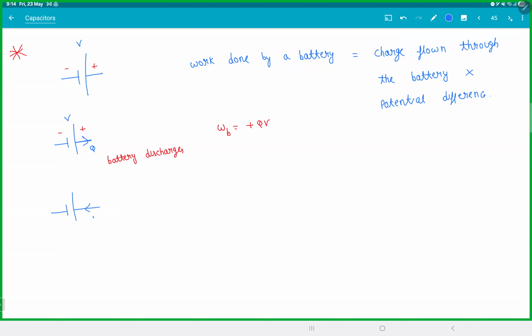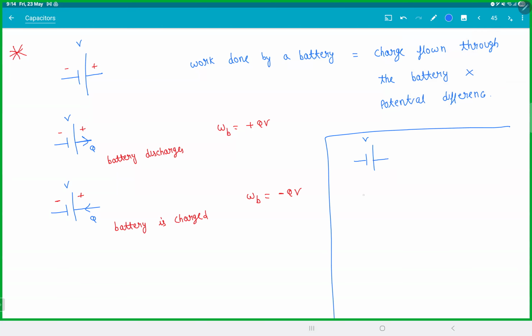Same thing, if the charge Q goes into the battery, this is what happens when you charge your mobile. The battery is getting charged. This happens when you have multiple batteries. In this case, the battery is absorbing energy. The work done by the battery will be minus QV. So it's important you see whether the charge went into the battery or came out of the battery. So in our question, initially 4CV/3 went, then 3CV/2 went.